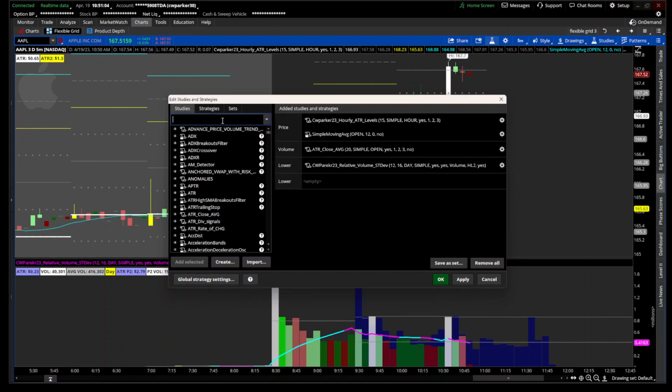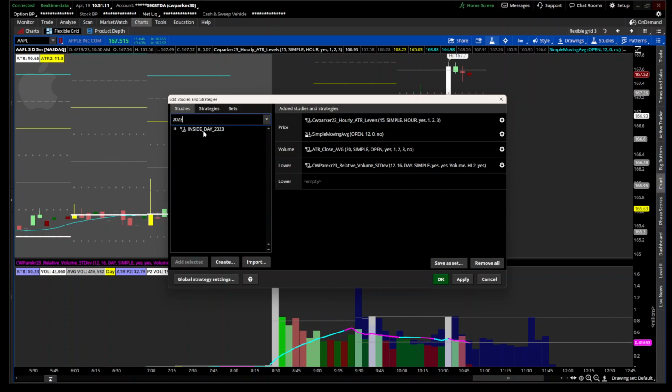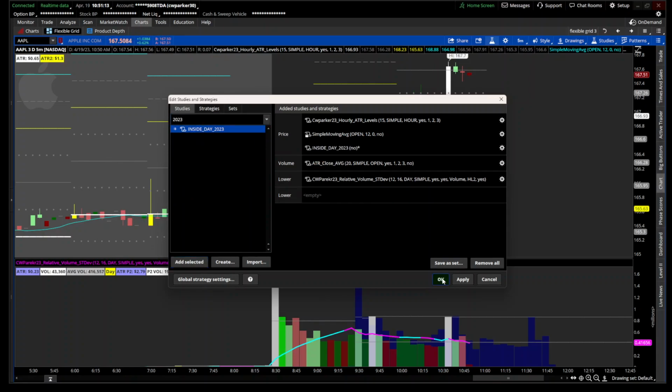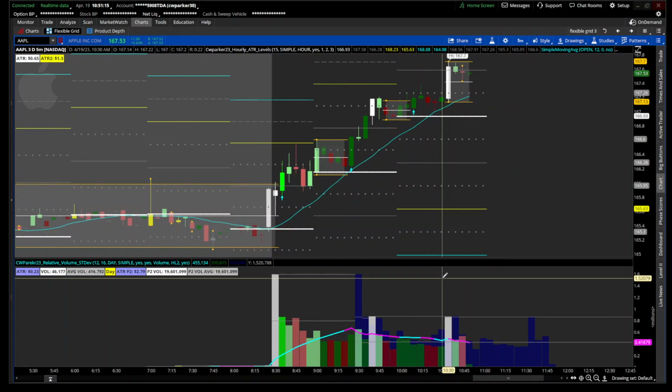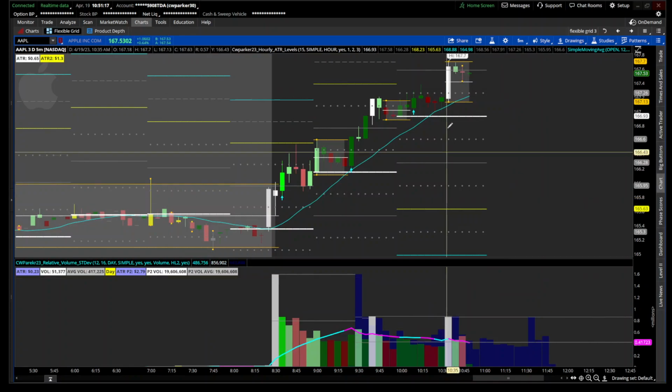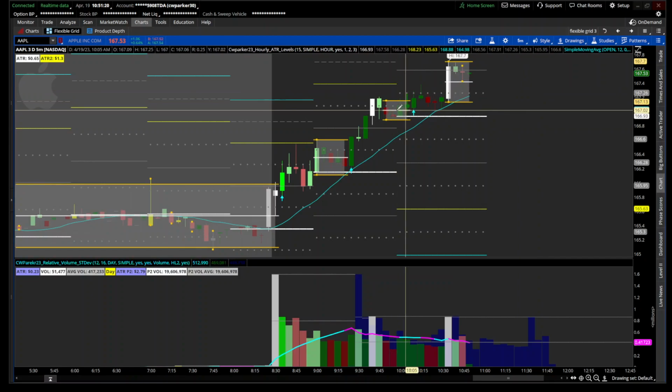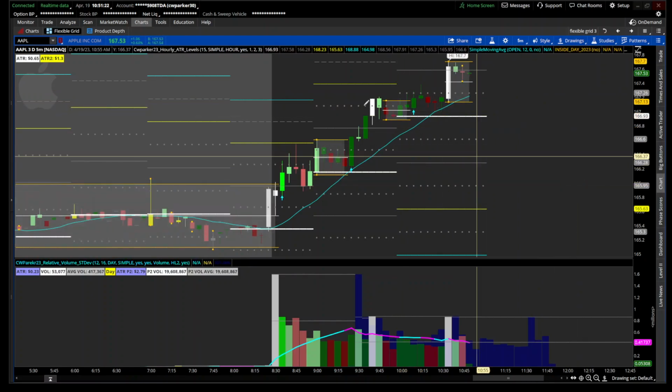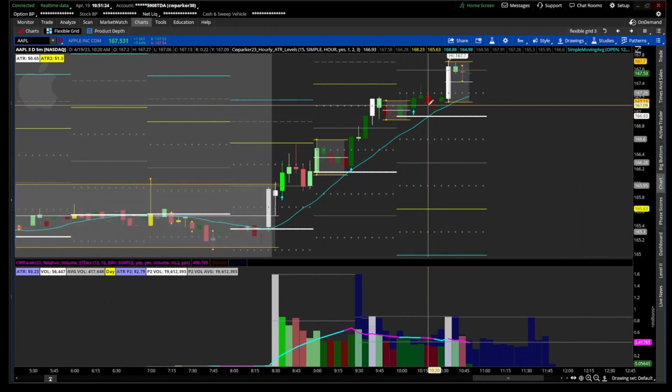I wanted to see something. What did I name that thing? 1, 2, 3, my inside day indicator. So it was a range right here. I saw it. Range for a little bit, and then it pushed above.